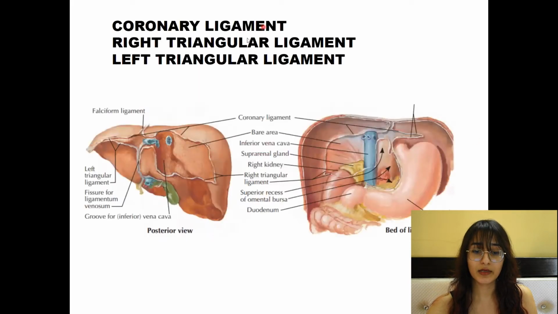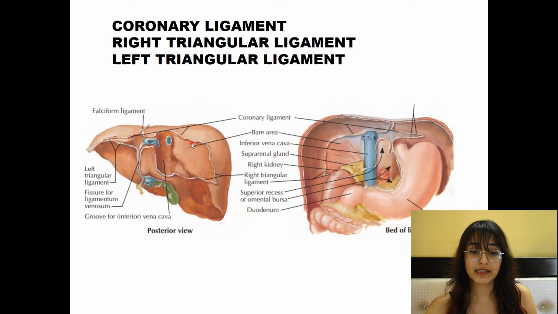Next ligament, the coronary ligament. Falciform ligament from above, it forms the coronary ligament. You can see right here. So the coronary ligament has an anterior ligament and a posterior ligament. Now you can see on the left part, the left end of coronary ligament, it forms the left triangular ligament, and the right end of coronary ligament, it forms the right triangular ligament.